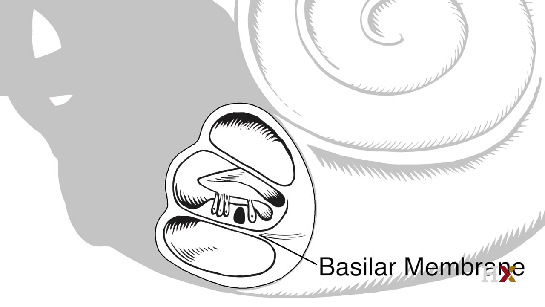Attached to this membrane are sensory neurons called hair cells that transduce mechanical movements into electrical signals. We'll talk more about the function of the cochlea in a minute, but first let's pause for a moment to recap what we've just learned about the steps leading up to the inner ear.